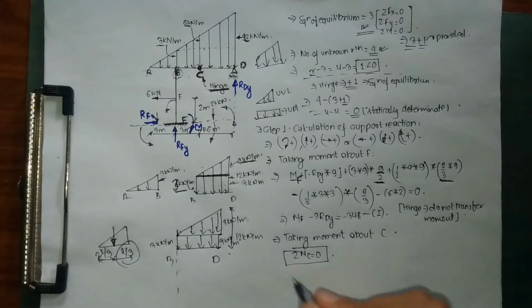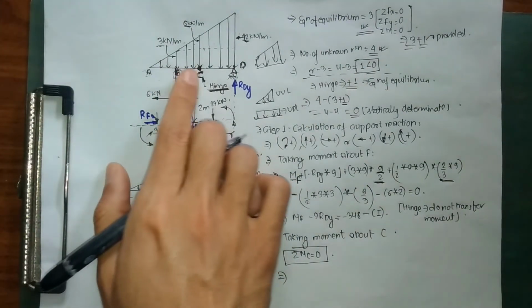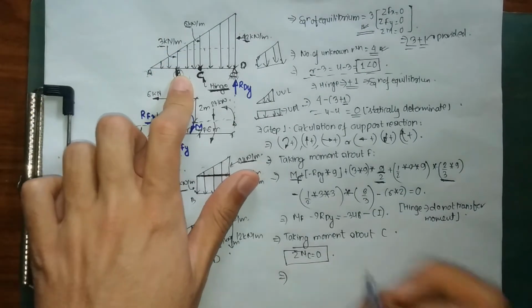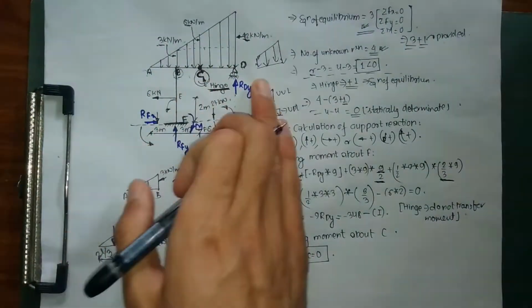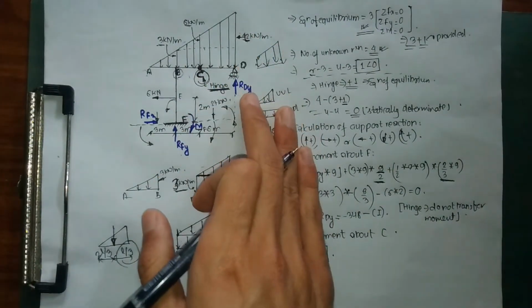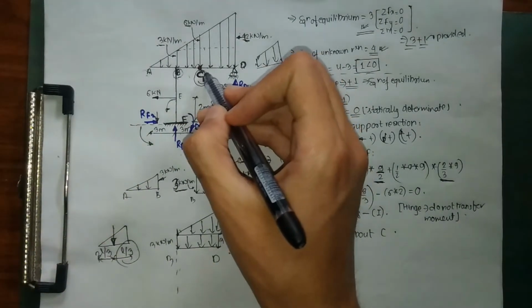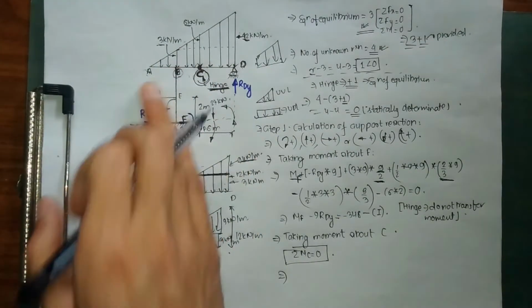So what we're going to do next is, due to our member BC, we're going to have some sort of moment at hinge C, but that moment is not going to get transferred to our CD portion. Similarly, due to our load acting at CD, we're going to have some sort of moment at hinge C, but our hinge will not transfer all those moments to CB.